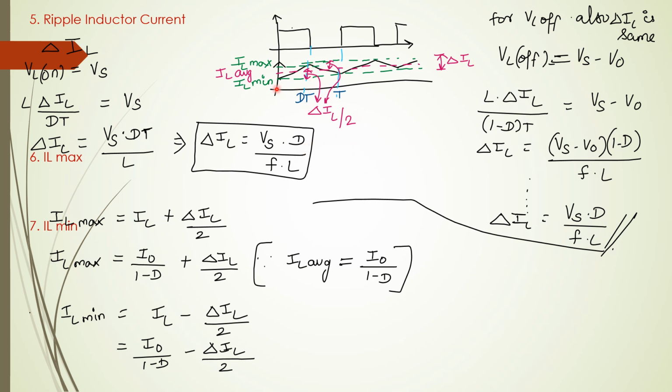Hope you understand with this graph. This is IL minimum and IL maximum, and the average value is the mid value between IL max and IL minimum, and that is del IL by 2. That is what is written here. The next one.